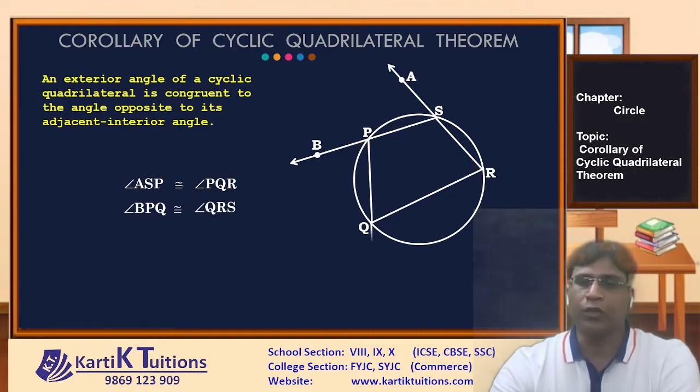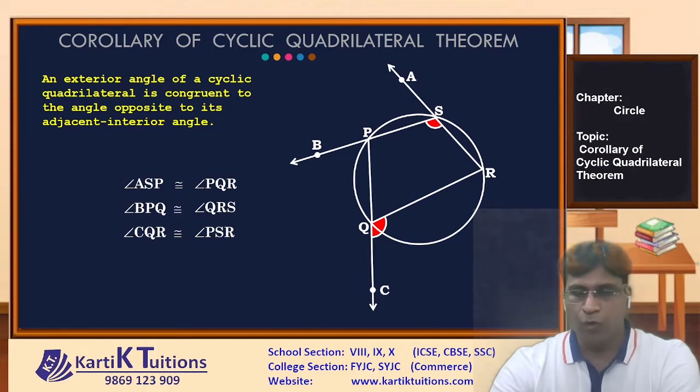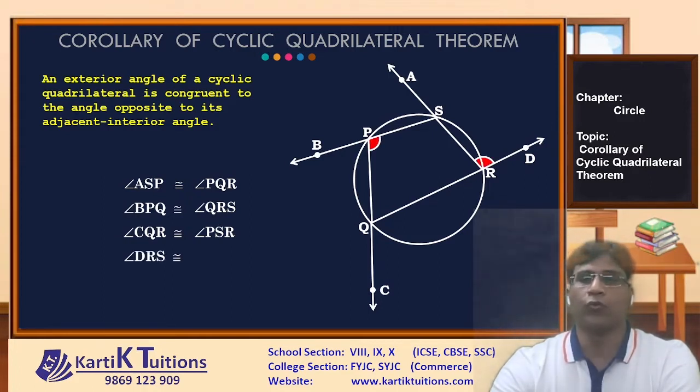Let's extend PQ to point C. Now this time our exterior angle is RQC. So it has to be congruent to which angle? PSR. Very good. Let's have a look at one more example. If I extend QR to point D, I get angle SRD, which is the exterior angle of the cyclic quadrilateral, and it will be congruent to which angle? It will be congruent to angle SPQ.